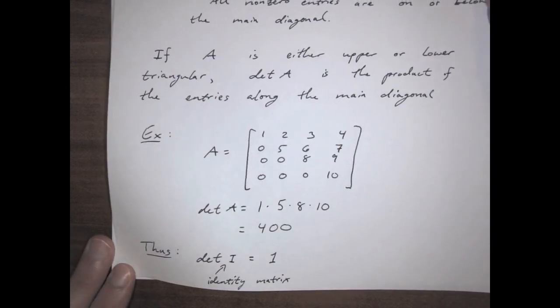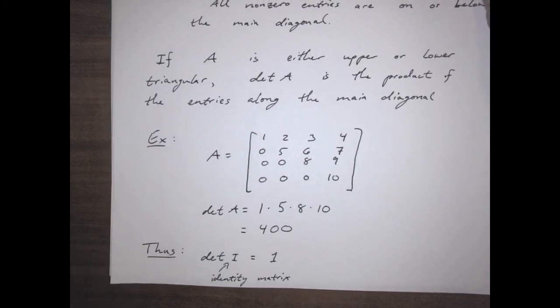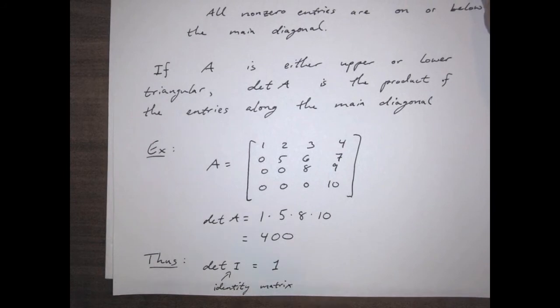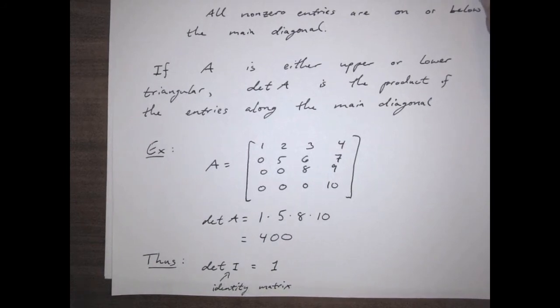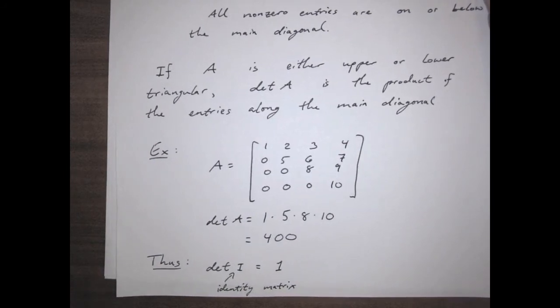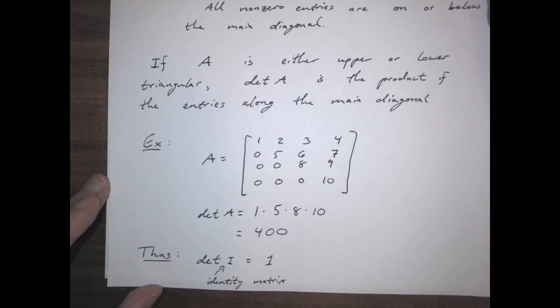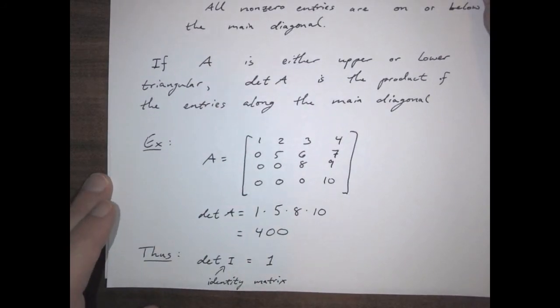Fun to know. So if you are ever in a situation where you need to take a determinant of a matrix, first you should look at whether it's upper or lower triangular, and if it is, then that means you should just cut out all the little steps along the way and multiply together the entries along the main diagonal.